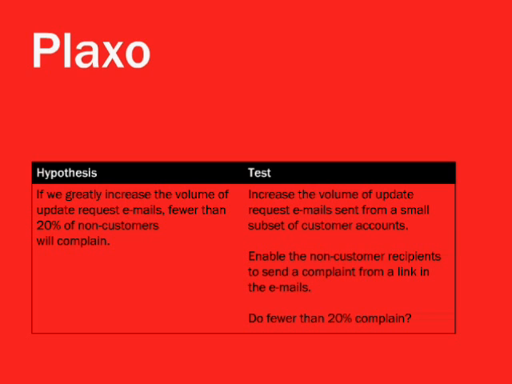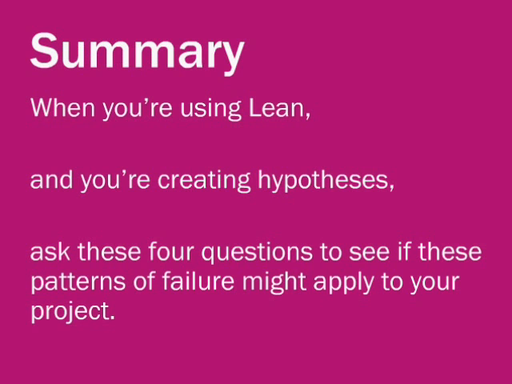I think I'm running out of time here, so I just wanted to move on to our summary and see if there are any questions for me. In summary, if you're doing Lean or even a similar process where you're trying to mitigate risk in a new design, you're creating these hypotheses. You can boil this down to these four questions to ask yourself, to see if these patterns of failure might apply to your project.